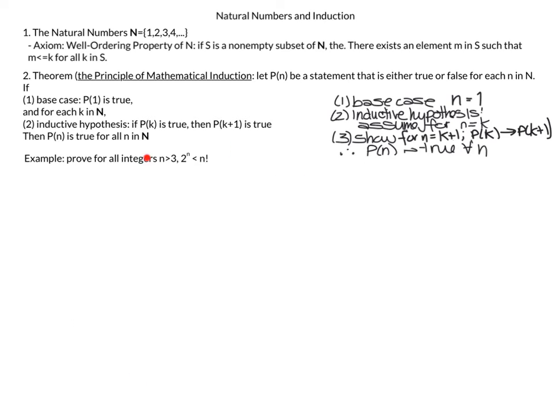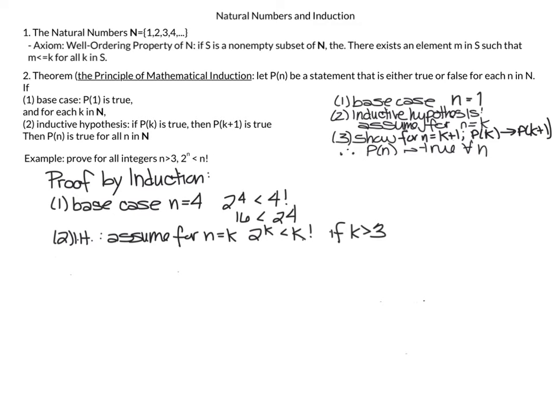This next example is a more typical problem of what you might get in a class. So we're going to prove for all integers n greater than 3, 2 to the n is less than n factorial. We start with the base case. In this case, this is true for n greater than or equal to 3, so we're going to start with n equals 4. So we have 2 to the 4th is less than 4 factorial, and sure enough, 2 to the 4th is 16, which is less than 24, which is 4 factorial.